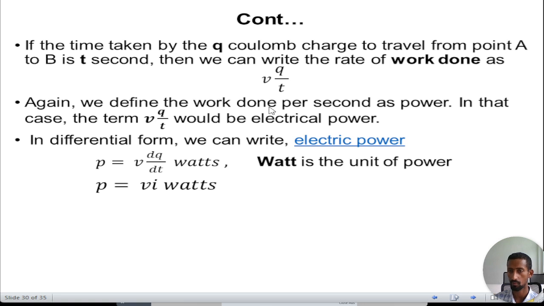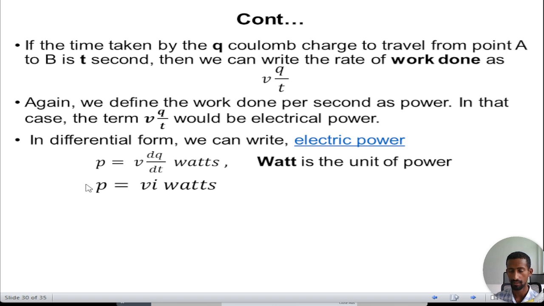Again, we define the work done per second as power. In that case, the term VQ by T would be electrical power. In the differential form, we can write electrical power P as V dQ by dt watt. Watt is the unit of power, so P is equal to V times I, because dQ by dt is the current. It will be voltage times current.